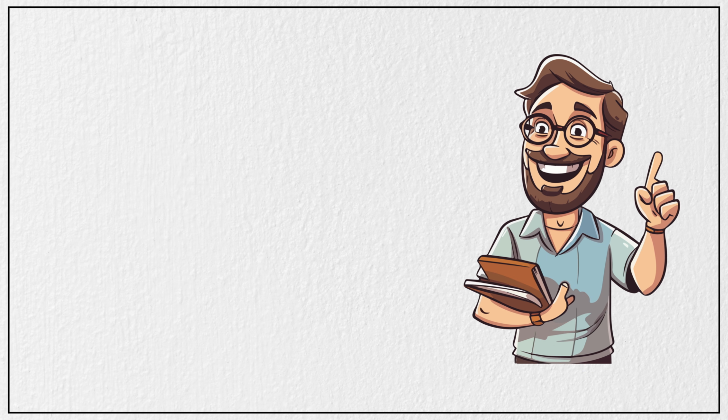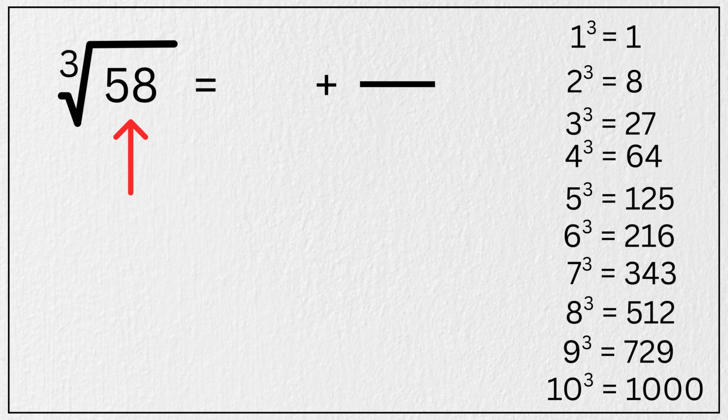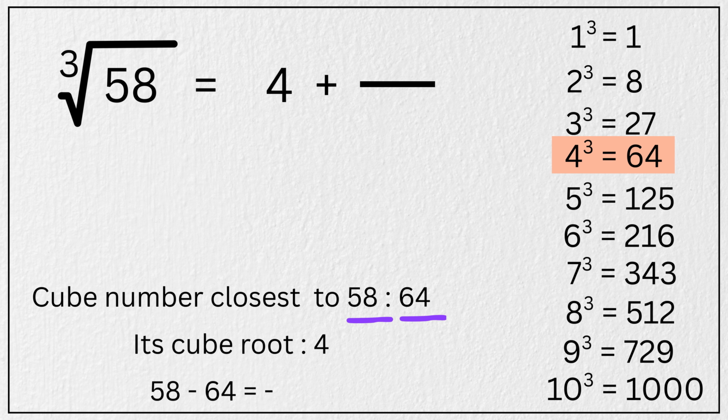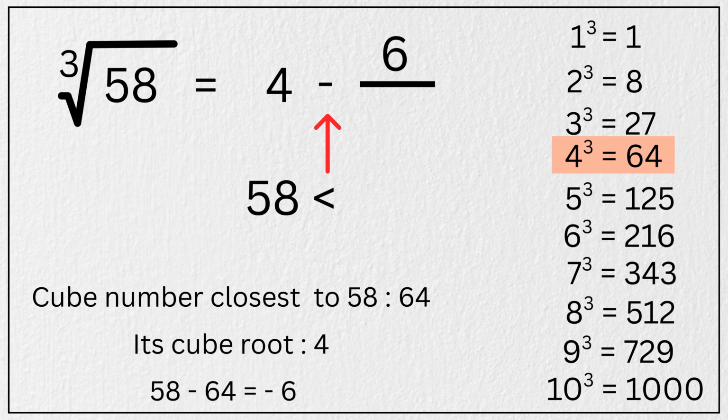Now let us try another example. The cube root of 58. The cube number which is close to 58 is 64, and its cube root is 4. So write it here. Now take this 58 and subtract it from 64 to get -6, and write it here. Now look carefully. Here we will write minus instead of plus because 58 is less than 64.